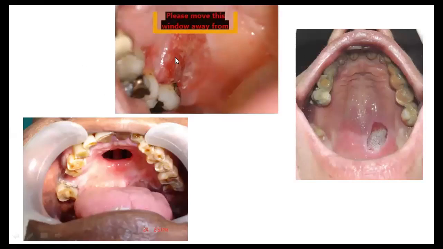So this is carcinoma palate. I hope you're able to see. This is a proliferative growth that we are seeing here in the palate.